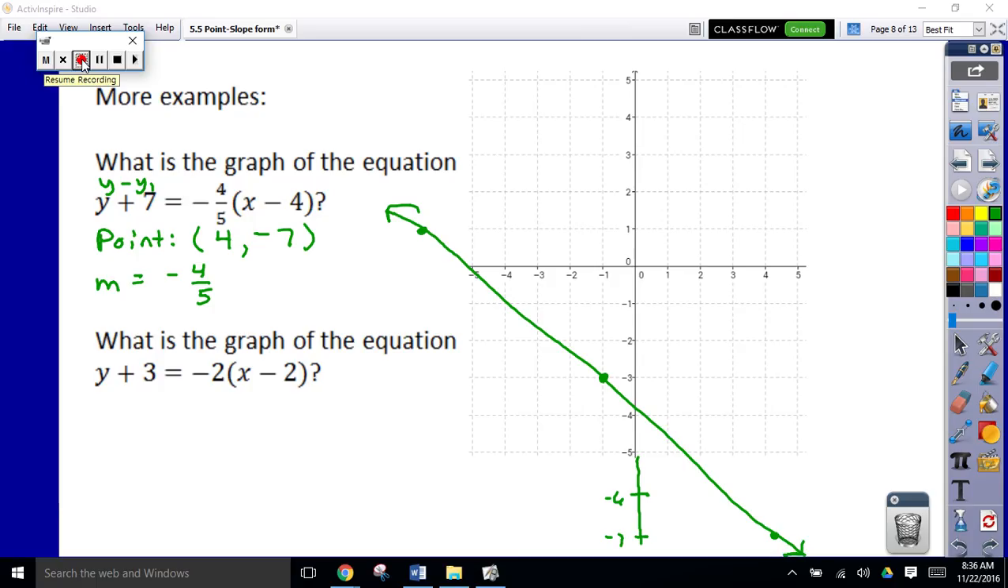Okay, let's start to go over this. Athena, what is my point? 2 and -3. Good. And what's my slope? -2. Good. Hannah, how do I start my graph? You can start at 2 and then go down -3. Okay, let me use a different color. We'll do this in red. So I'm going to go over 2, down 3. So I'm plotting my first point.